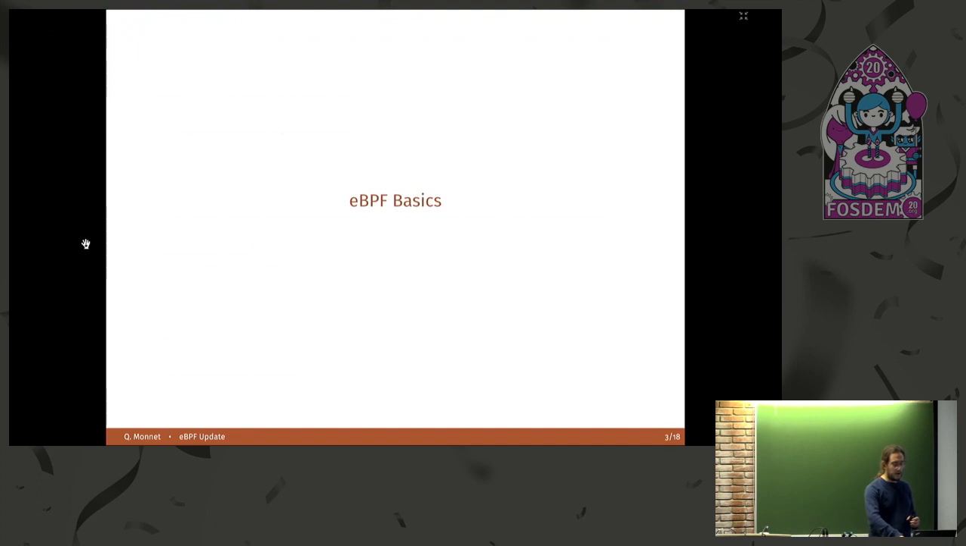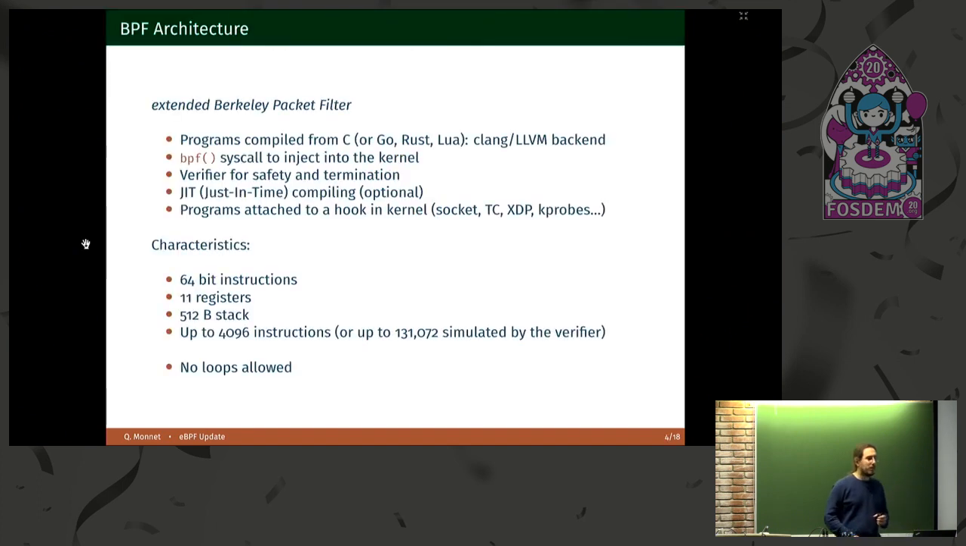So just before we start, a few reminders about how eBPF works. You get programs compiled from C most often with Clang or LLVM and then injected from user space into the kernel, where you can attach them to one of the existing hooks. So that can be TC or XDP or sockets for networking, or kprobes for tracing, and so on. Before attaching them, you have to make sure that those programs won't crash your kernel, so you have a verifier that makes sure the program is safe and terminates. You can also JIT compile it to have a more efficient execution.